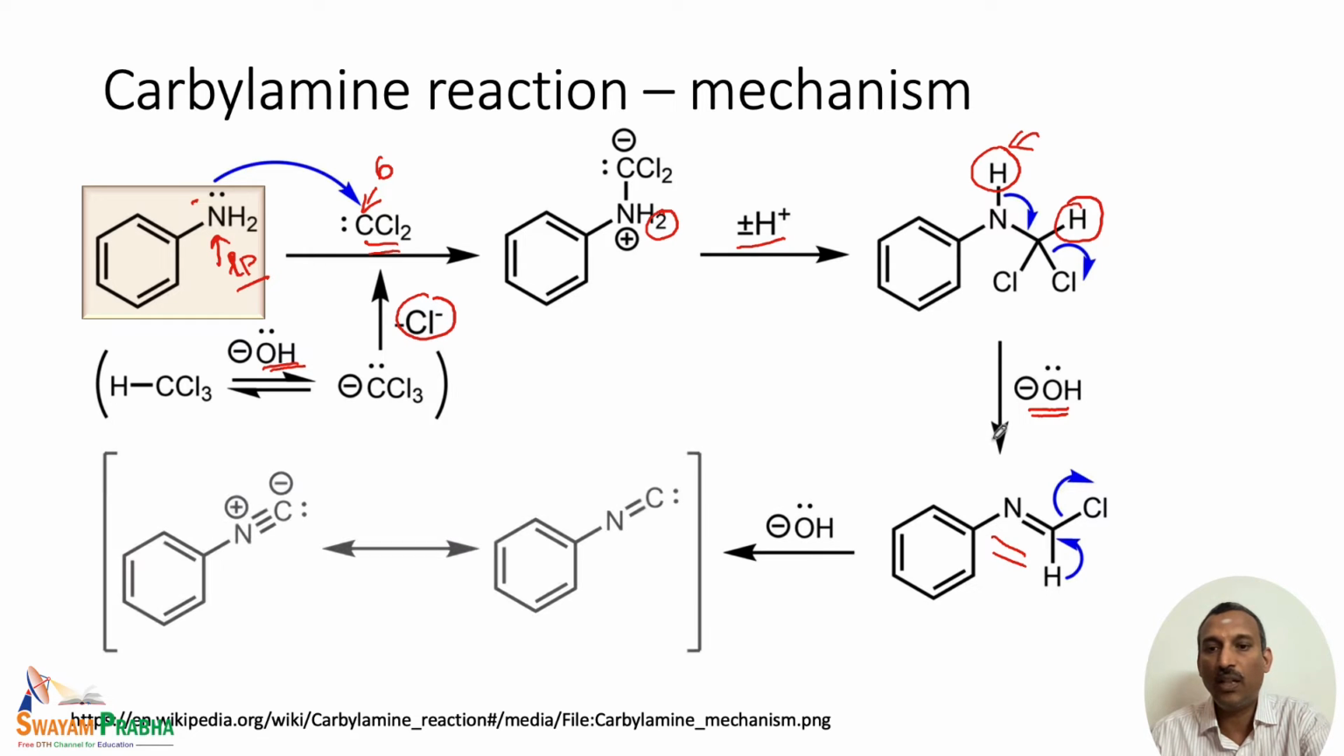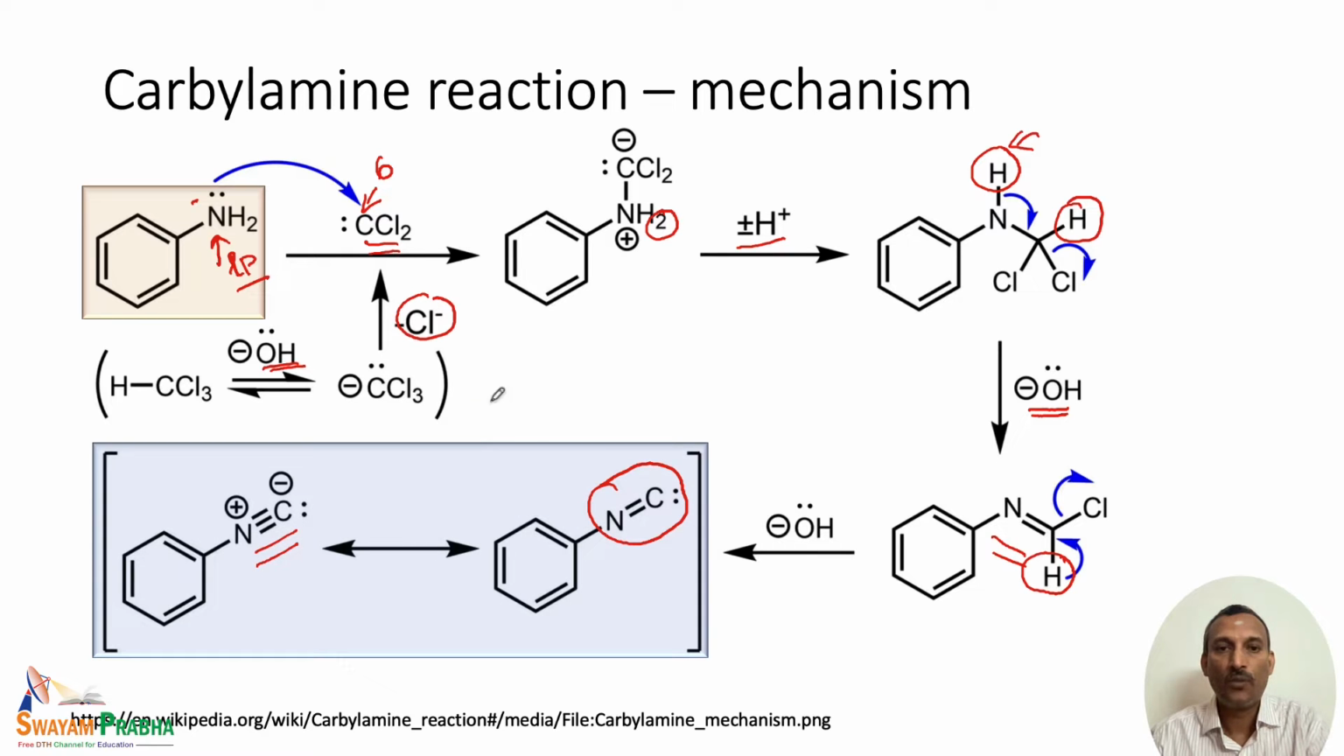In this amine type intermediate, there is another hydrogen atom which can be abstracted by the strong base. So, this hydrogen is also lost, with the concomitant loss of chlorine also. So, we end up with the NC unit, which is nothing but the isocyanide unit. This is the overall reaction for the conversion of amino compounds to the corresponding isocyanide. So, this is the reaction mechanism for the carbylamine reaction.